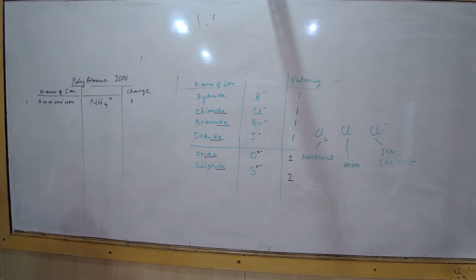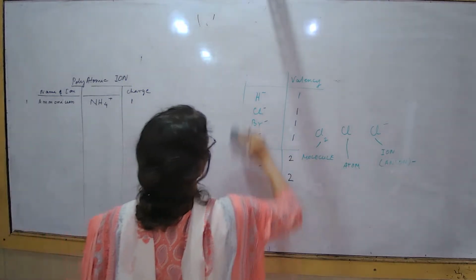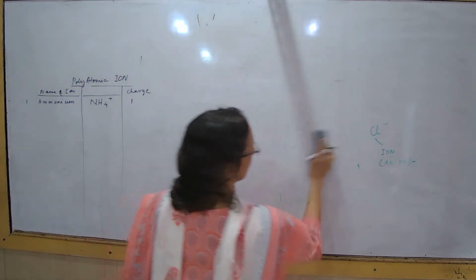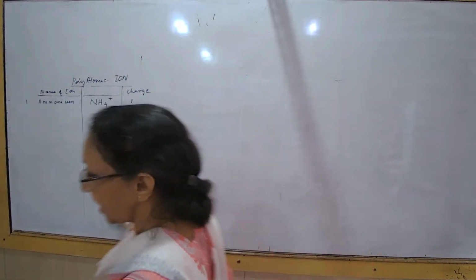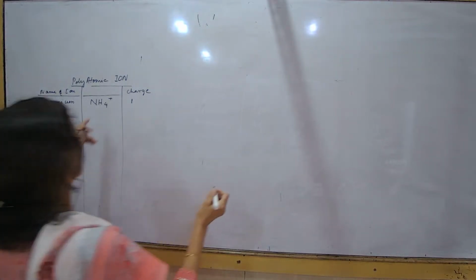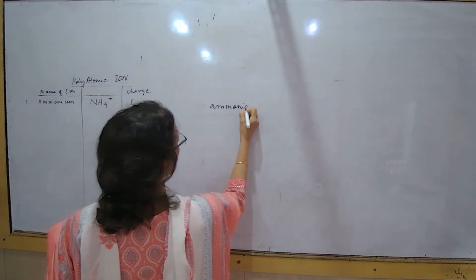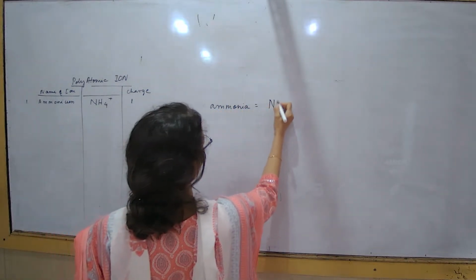ठीक है? Now this is ammonium. What is ammonia? Have you come across ammonia? Do you know what is ammonia? Plants. Yeah, ammonium nitrate, correct. So that is ammonia. But if you are writing ammonia, it is a molecule which does not have any charge.